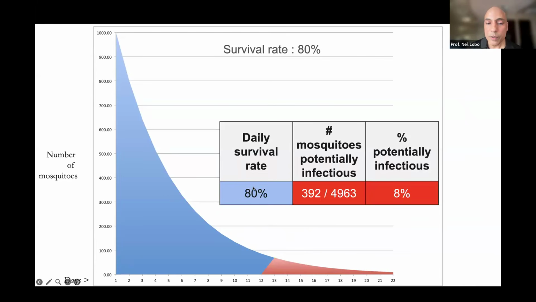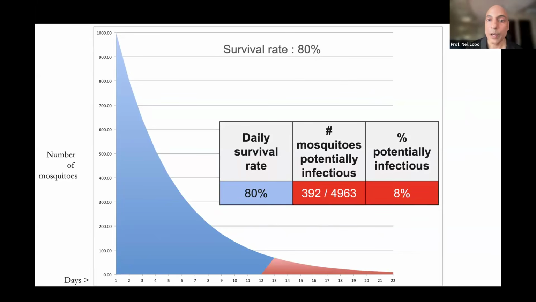So with a daily survival rate of 80%, overall we start with about 5,000 mosquitoes. This is 4,963. But at the end of it, after, let's say, day 12, only about 392 can be infectious, which is about 8% of them, right? And this is with an 80% survival rate.